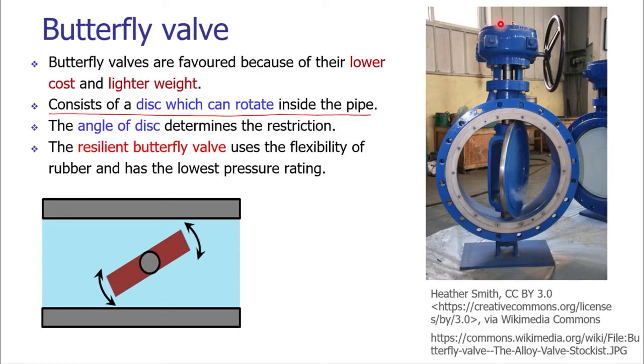If you rotate this either by using an electric motor or by manual operation, you can rotate this disc. As you are rotating the disc, you can easily change the passage. A typical arrangement can also be seen on your screen. This is the top view of the butterfly valve. The disc can be rotated about its vertical axis. The angle of the disc determines the restriction. In general, the resilient type butterfly valve uses the flexibility of rubber and has the lowest pressure rating.